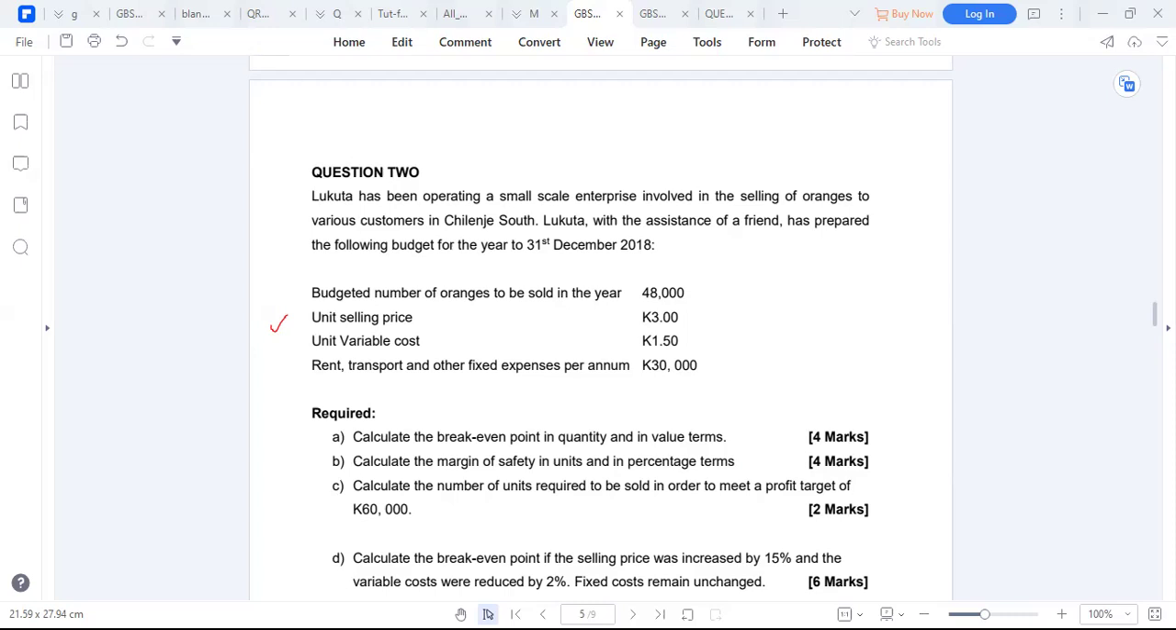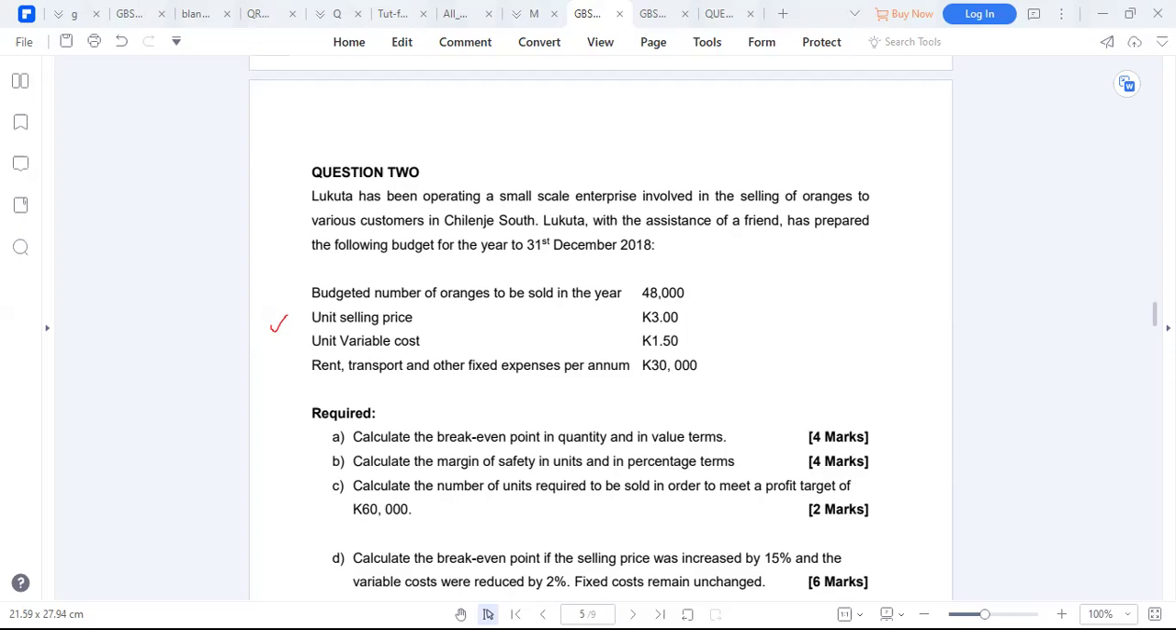We also look at calculating break-even in terms of units and break-even in terms of value. So break-even point in terms of units is simply the fixed cost over selling price per unit minus variable cost per unit. In value, it's simply break-even point in units times the selling price per unit.